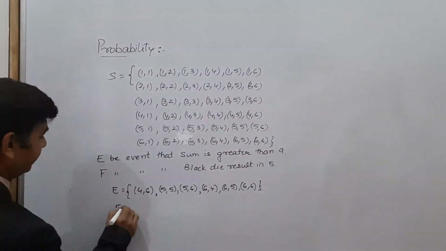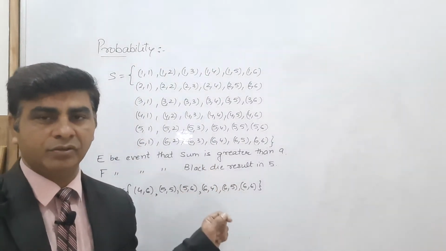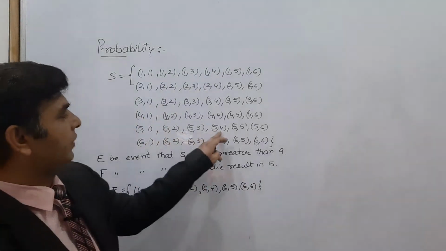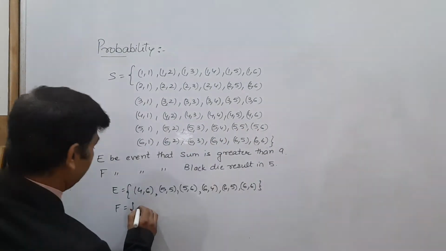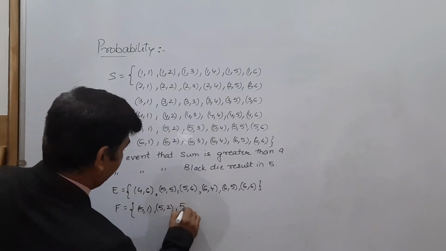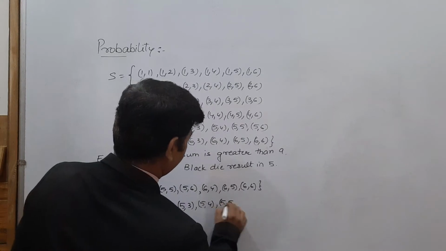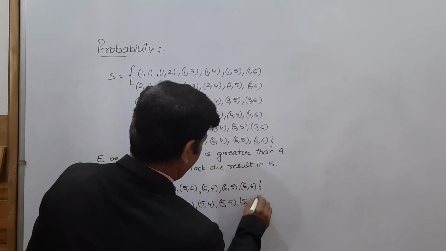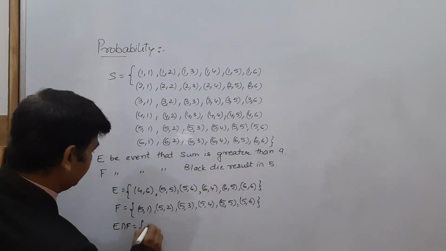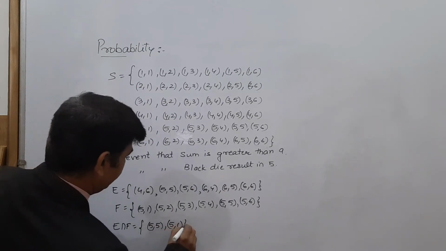What are the elements in F? The black die resulting in 5. Which is the black die? The first die is the black die, the second is the red die. So the first die being black means 5 1, 5 2, 5 3, 5 4, 5 5, and 5 6. All elements of row 5. So what is the common element in both sets? E intersection F: 5 5 is there, 5 6 is there. The two elements will be common.